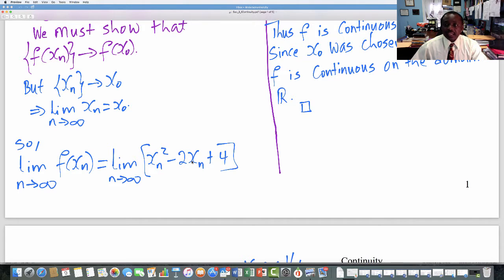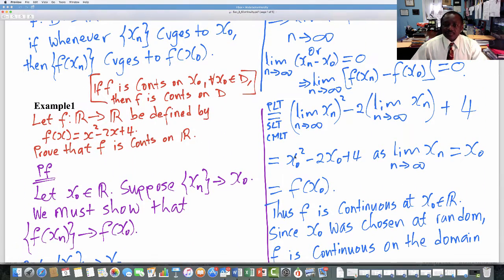infinity of xn. So we have, by the product limit theorem, by the sum limit theorem, by the constant multiple limit theorem, this would equal limit as n approaches infinity of xn, all of that squared, minus 2 times limit as n approaches infinity of xn plus 4. 4 is a constant, so it just stays as 4. And since xn converges to x naught, this will be x naught squared minus 2x naught plus 4, because the limit as n approaches infinity of xn is x naught.